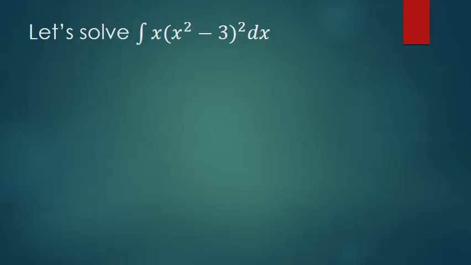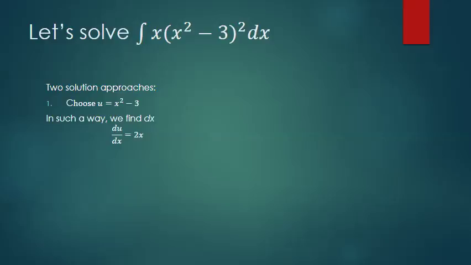Now let's find the antiderivative of this expression. In this case, we can have two approaches to find the antiderivative. In the first case, we can choose u to be equal to x^2 - 3. We can find the derivative of u with respect to x, which is equal to 2x, and from this equation we can solve for dx, which will be equal to du over 2x.